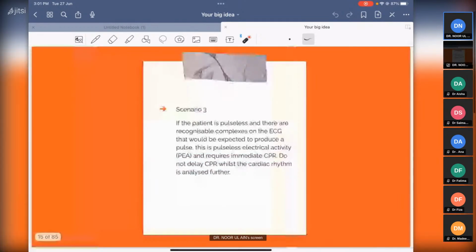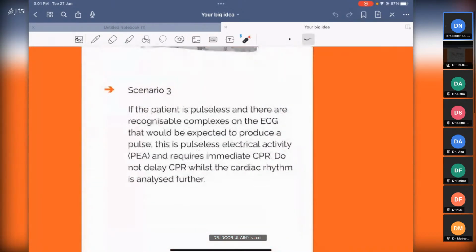Okay. Now I said the third scenario of the first question. So the first question we asked ourselves was, is there any sort of electrical activity? First we said no, so we got into asystole. We solved asystole. One mystery is done.